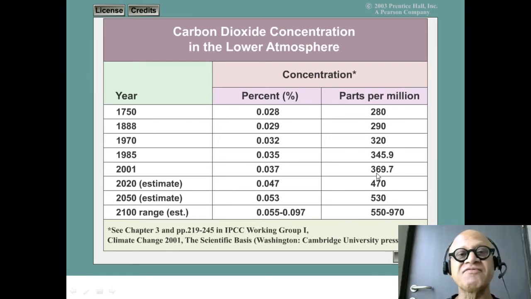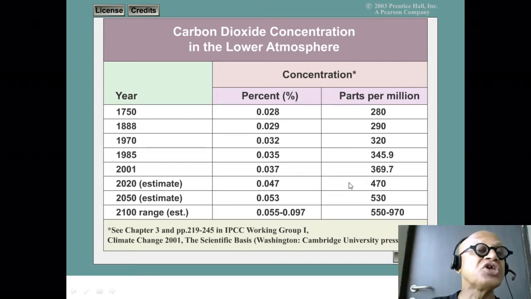I think we are at 418 parts per million or so. The estimated concentration from 2001 was 470. We haven't reached there, but there are many factors involved there.